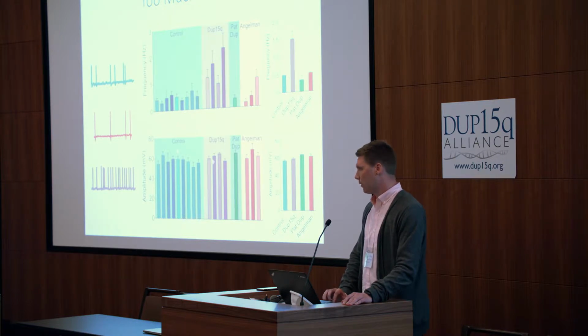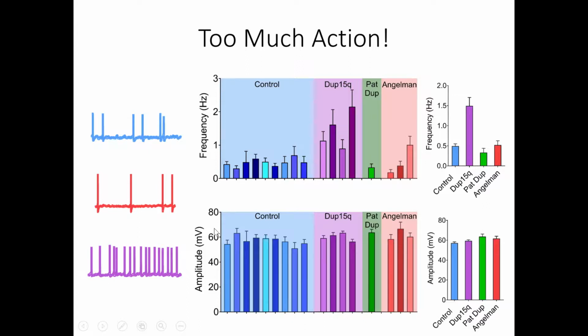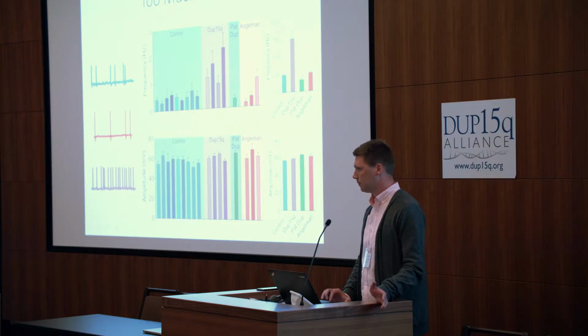And here, just to show you how specific this is to frequency, this is the amplitude of those electrical signals, and that's not different at all across any of these lines. And you can just see the group data here. These are all the lines combined. Controls, Dup go way, way up. Angelman and paternal Dup don't look any different than controls, and the amplitude is not different.